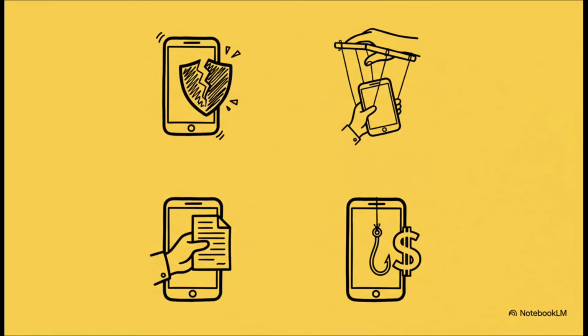So what's the end game for these malicious apps? Well, it pretty much boils down to one of these four things: messing with the device's security, completely taking it over, stealing personal info without permission, or just straight up tricking the user out of their money.